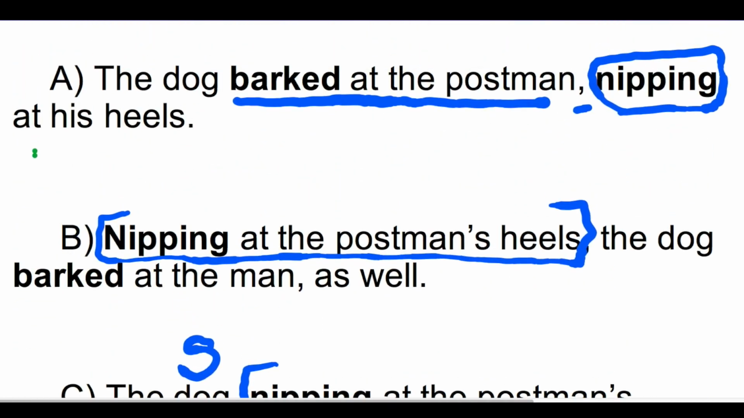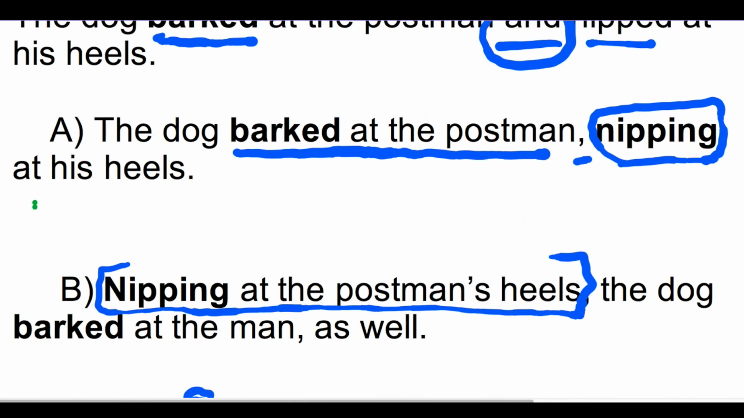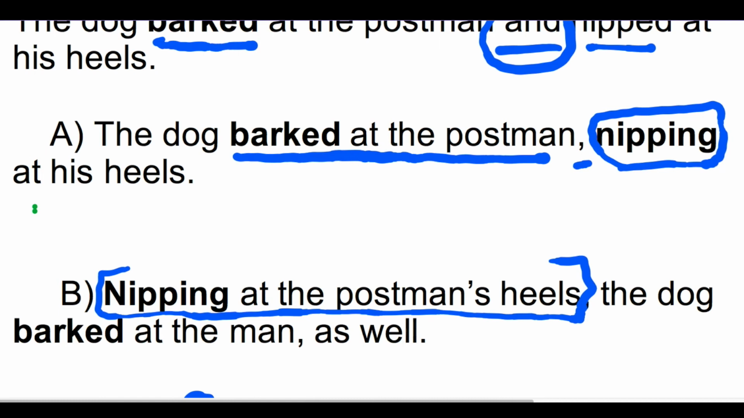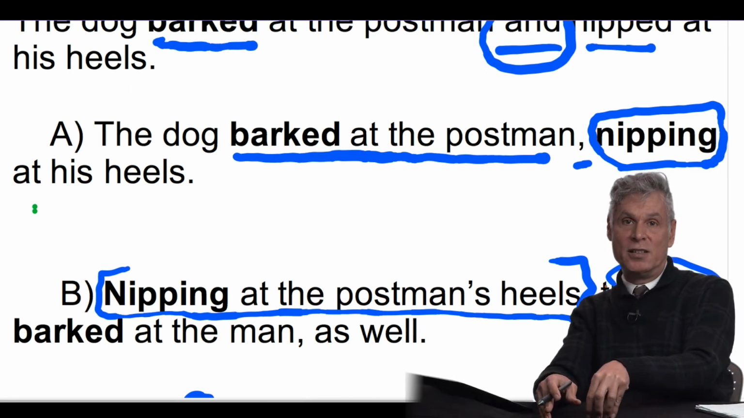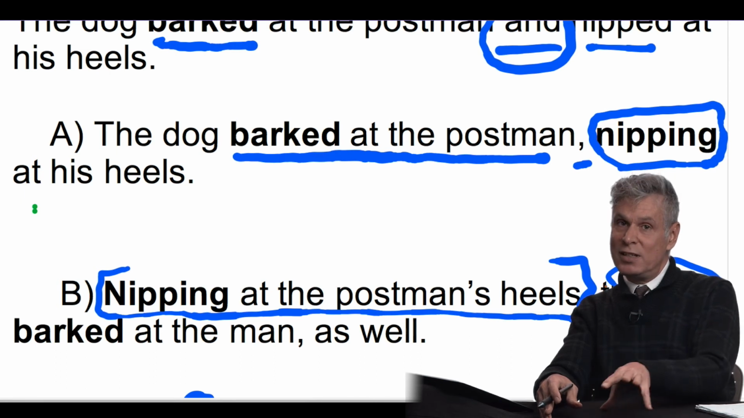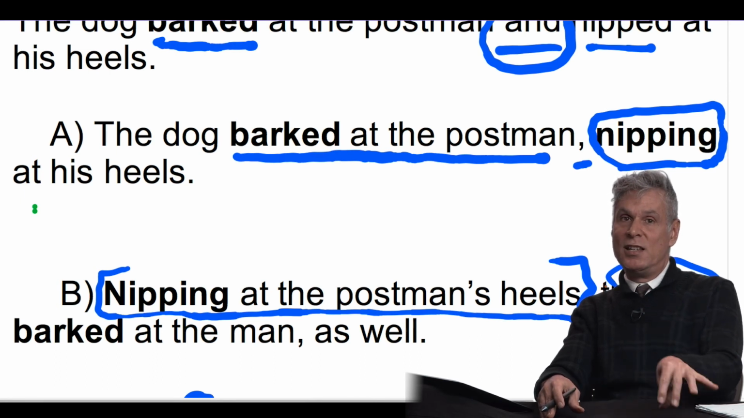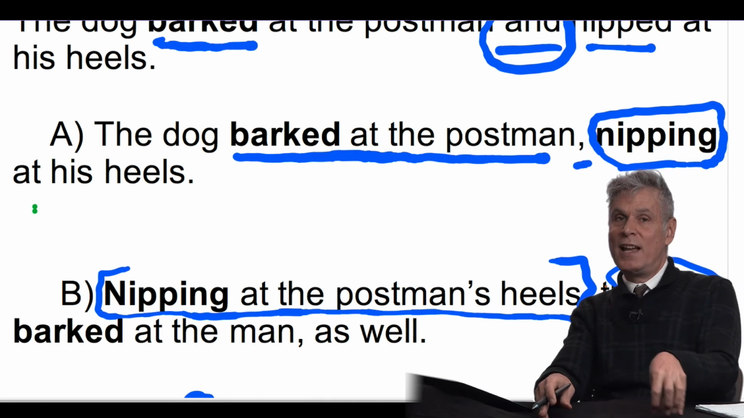So up here, with the present participle, nipping at the postman's heels, then after that, you get the subject. You don't get a verb, you get the subject. Look here, the dog. So nipping at the postman's heels, comma, the dog. You don't get the verb. Nipping at the postman's heels can be fun. If I had written that, nipping would be a gerund.